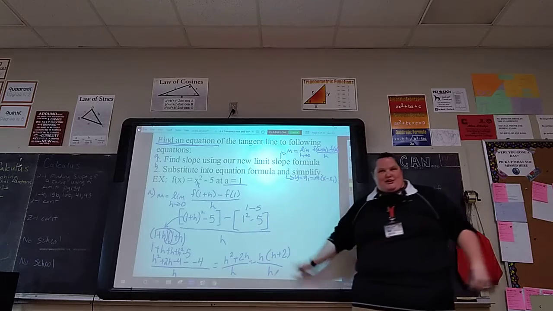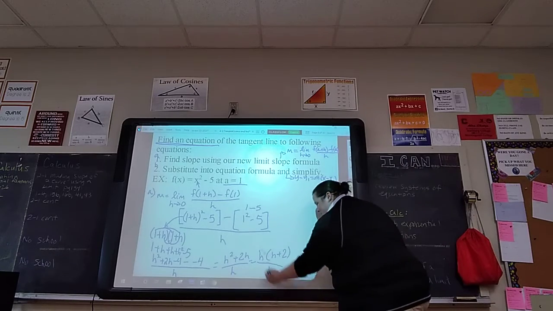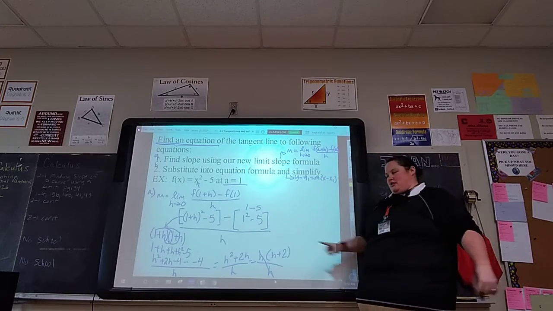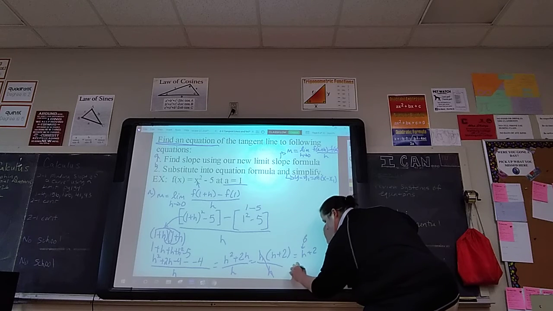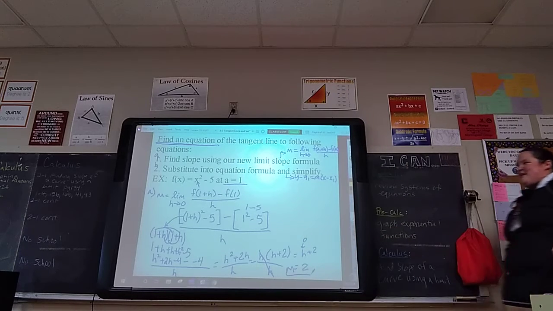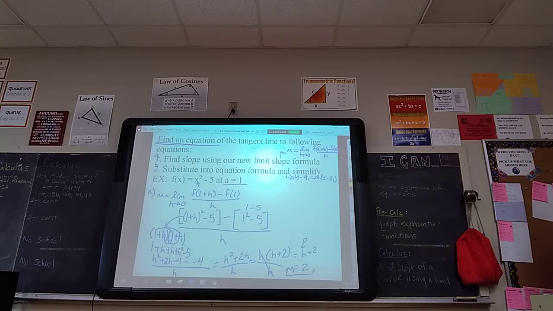So then what can I do with my h's? Cancel them out. So now can I put 0 in for h? Equals 2. Yeah, that's just part 1. Part 2 is also very short. Okay, so there is our slope.